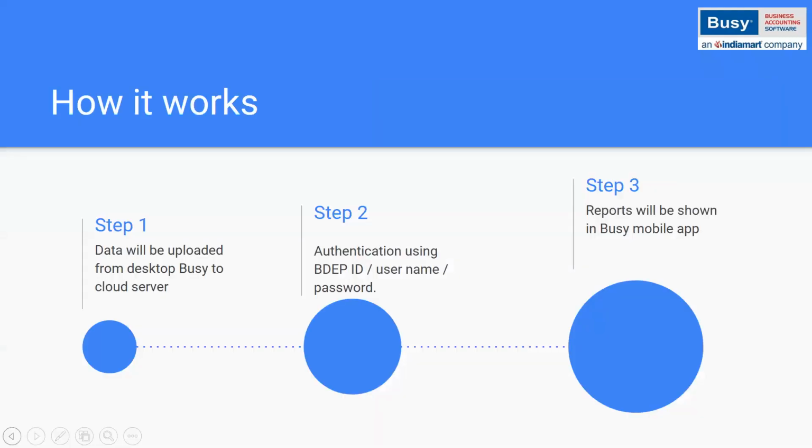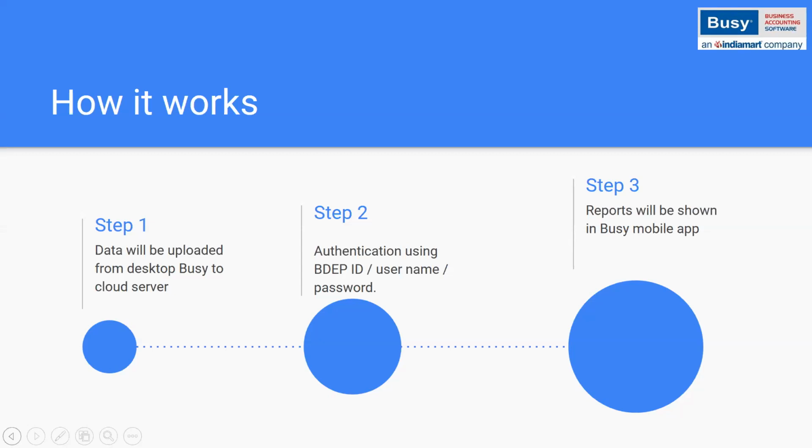How does it work? Number one, data will be uploaded from the desktop Busy to the cloud server. This will be the first step. Number two, there will be authentication using the BDAP ID. BDAP you already know, Busy Data Exchange Platform ID that we use for data exchange, and we are using that for our old mobile app also. So the same BDAP ID will be used. Then the username and password will be asked. Using that, you will be authenticated and you will log into the cloud server using the mobile app.